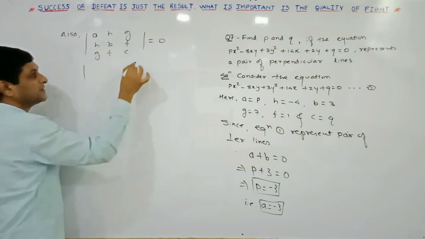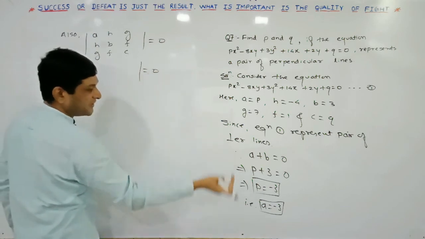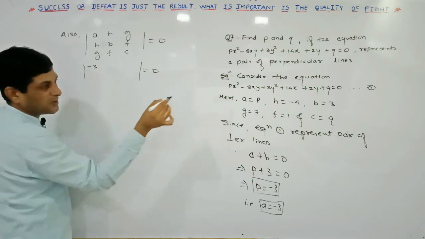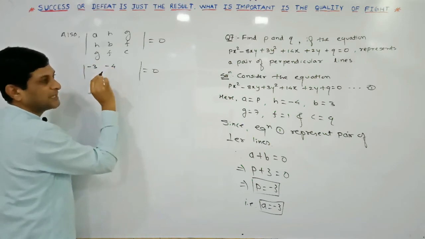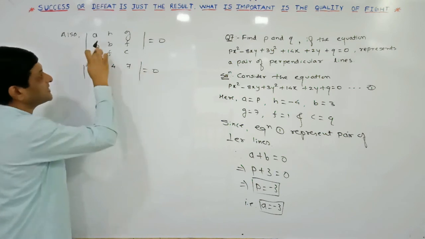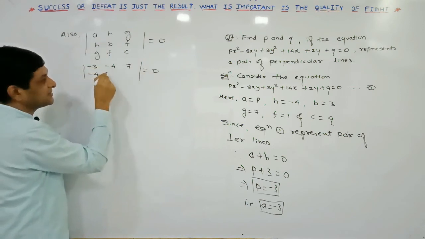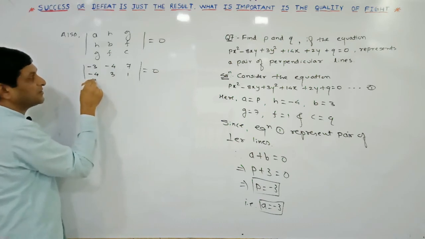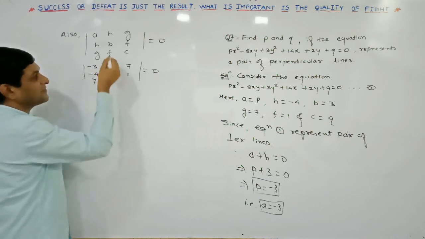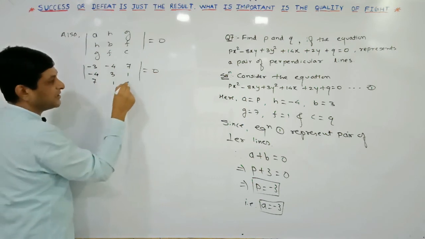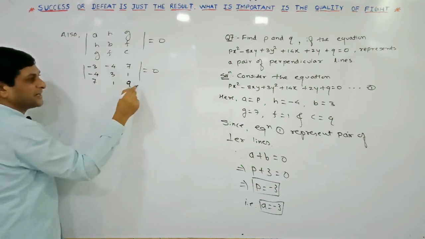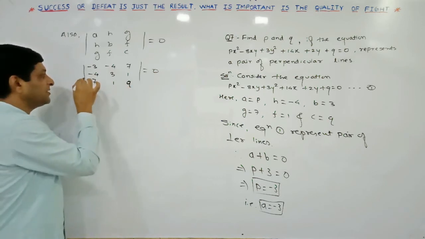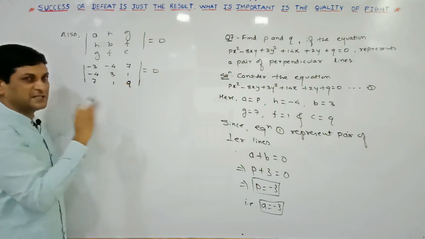So let us substitute the values. The value of a is equal to minus 3. h is equal to minus 4, which we have just got. g is equal to 7. h is equal to minus 4, b is equal to 3, f is equal to 1, again g is equal to 7, then f is equal to 1, and c is equal to q. Simplifying this determinant, we can easily observe that we will get our second required value q. To find this second required value, let us simplify this determinant.